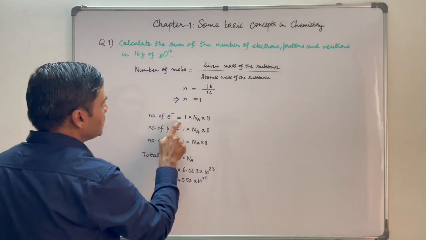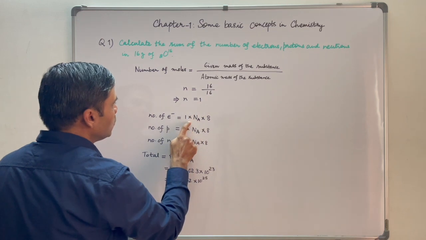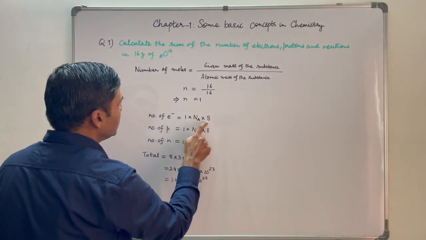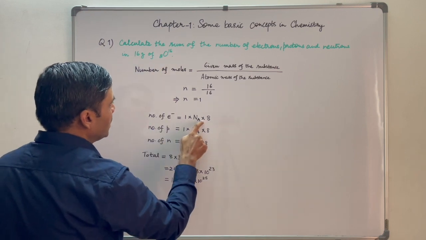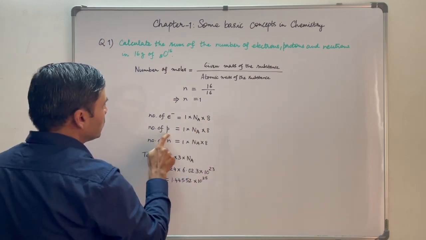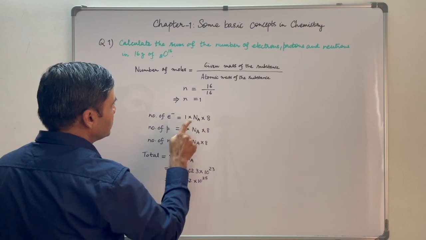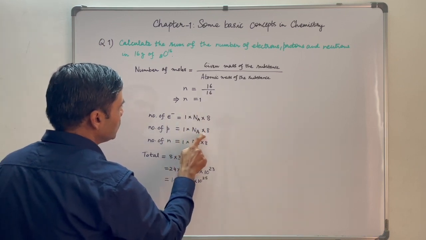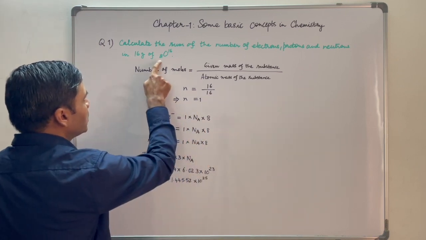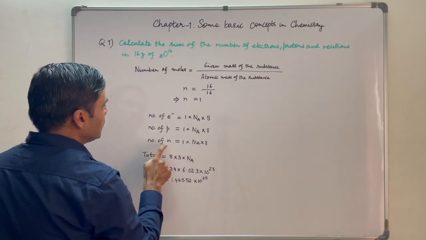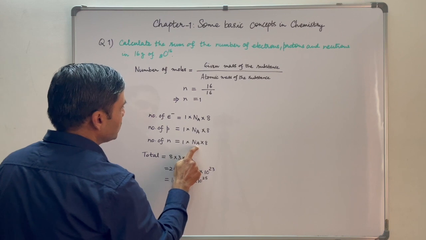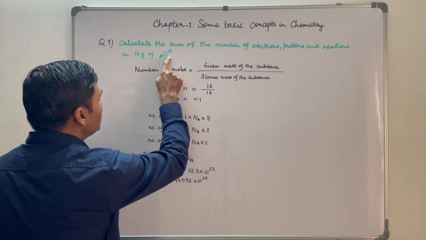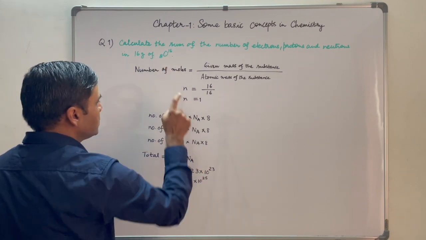Number of electrons is equal to number of moles into Avogadro constant into number of electrons. Number of electrons here are 8. So it will be multiplied by 8. Number of protons is equal to number of moles into Avogadro constant into number of protons. Number of protons are 8. And number of neutrons is equal to number of moles into Avogadro constant into number of neutrons. 16 minus 8 means 8.